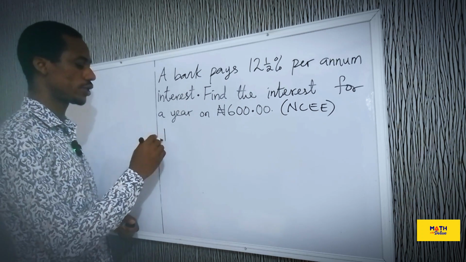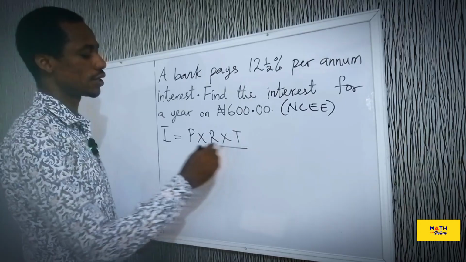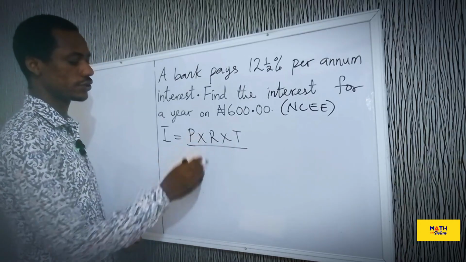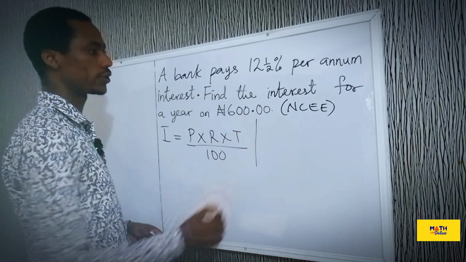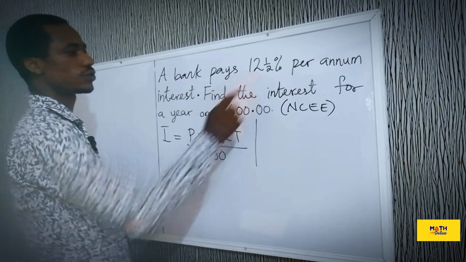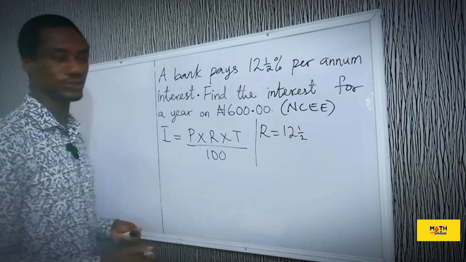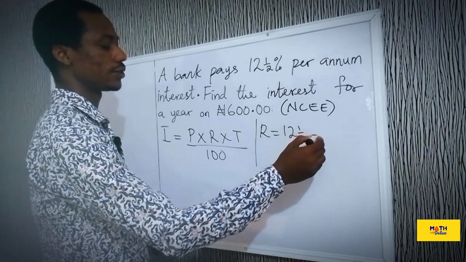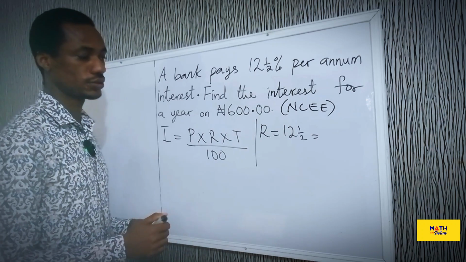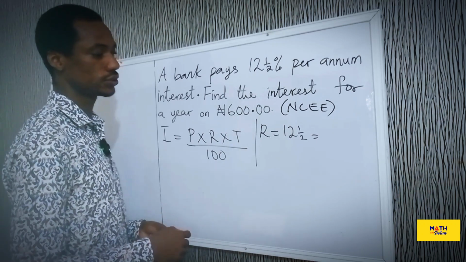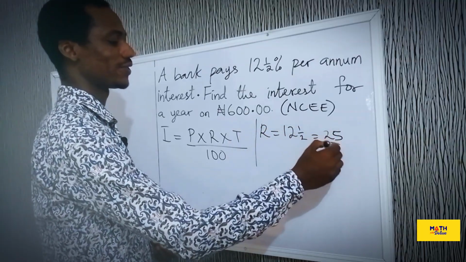Okay, so we're looking for the interest, which is equal to principal times rate times time, right? Then we can bring out the 100 of the percent for rate and put it there. Now let's see what we've got from the question. First, we have the rate of interest, which is 12.5%. And like I told you, it's good to write it as an improper fraction. So 2 times 12 is 24, plus 1, that's 25 over 2%.